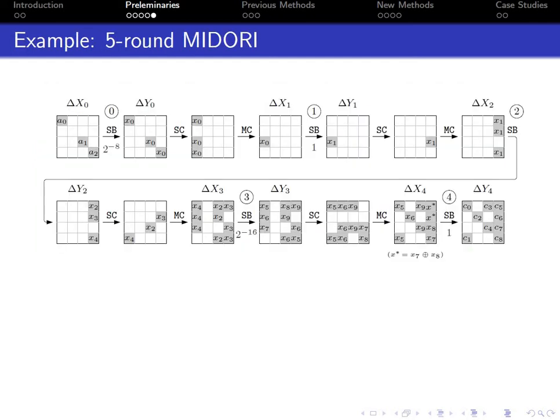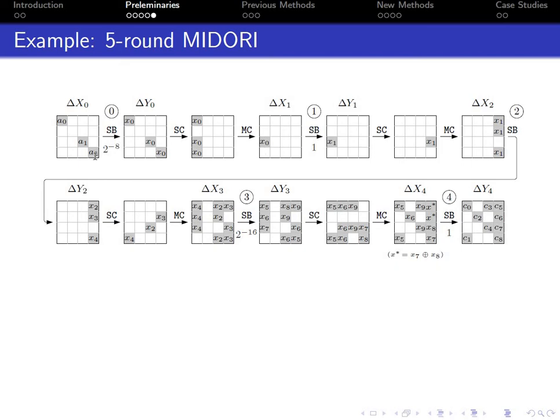Here in this figure we show a 5-round truncated differential characteristic for the MIDORI block cipher. Briefly, each round of this block cipher includes an S-box layer, then a shuffle of cells which permutes the nibbles, and then mix columns, where a matrix manipulation is applied to each column. And then there is a round key, but for simplicity of the figure we remove this operation.